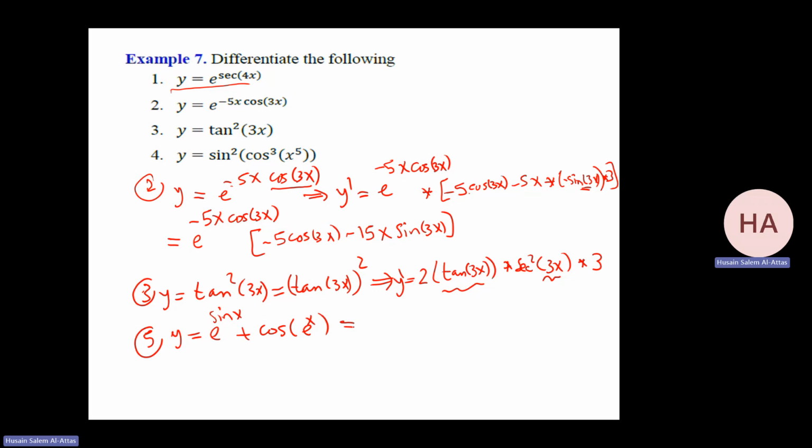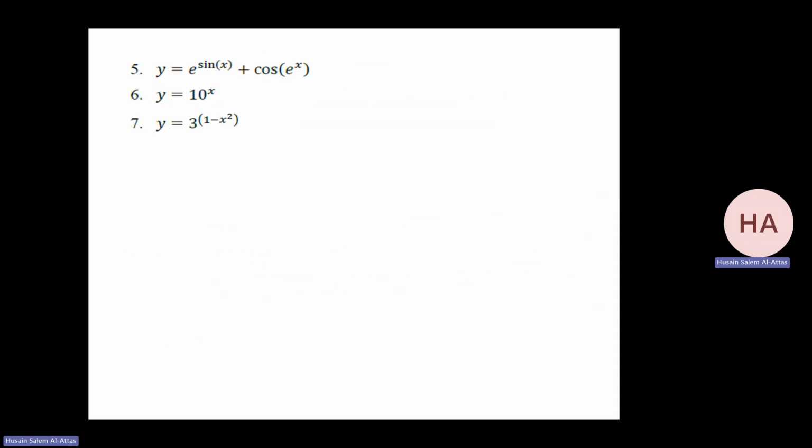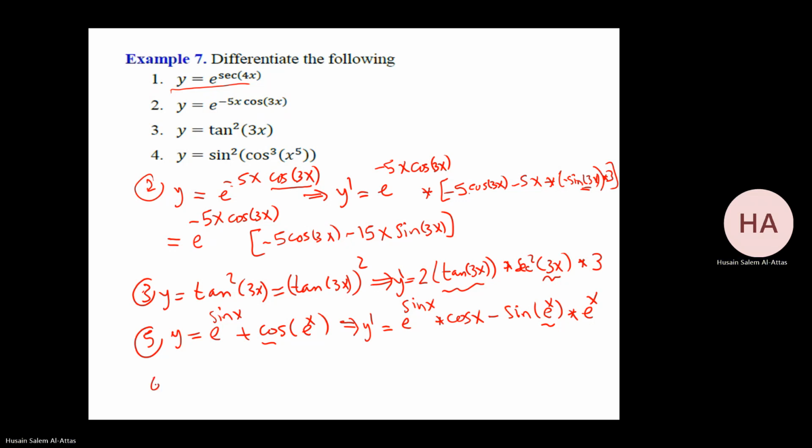How to find the derivative? y prime. I have e to the power u, e to the sine x, times the derivative of sine, which is cosine x. This is cosine of e to the x, so that will be minus sine e to the x, times the derivative of this, e to the x. Chain rule. This is an easy one. Number 6 is 10 to the power x.